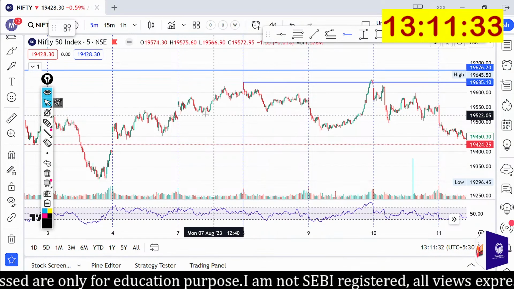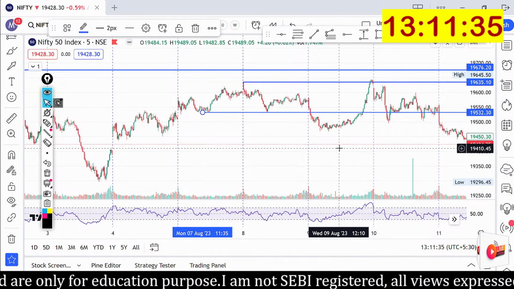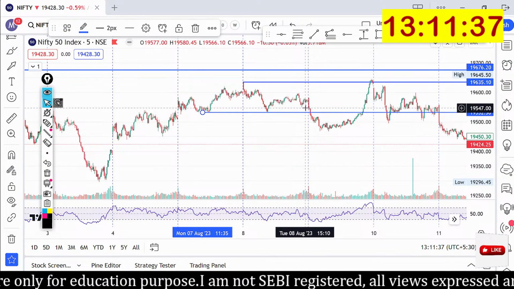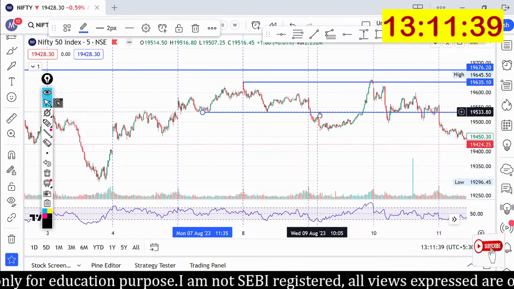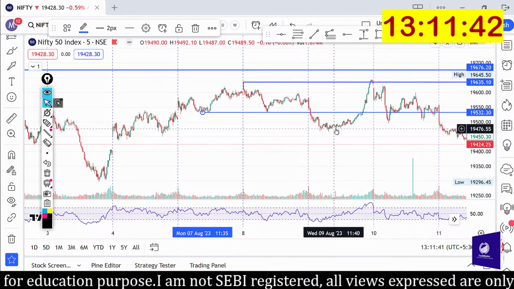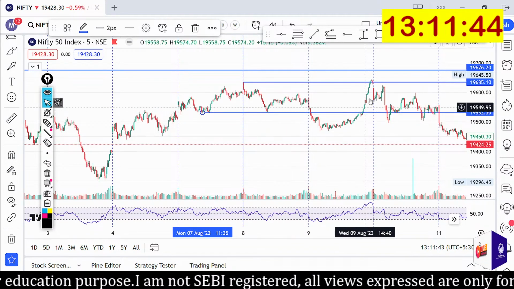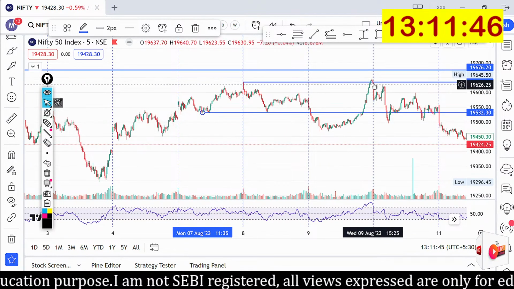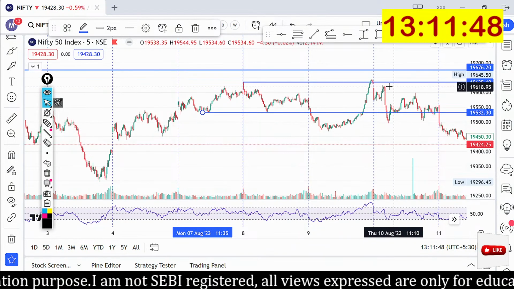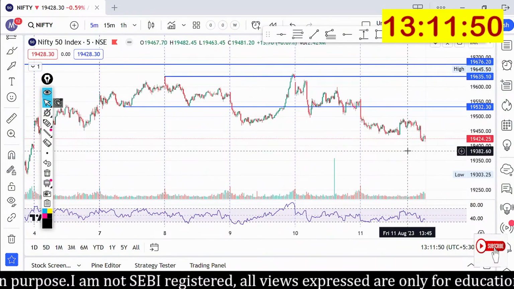Did it start forming lower highs? Did it break the low? This low was broken, right? This low was broken. It has given a sharp recovery where it has gone exactly to the same point. Again, the sell off starts.